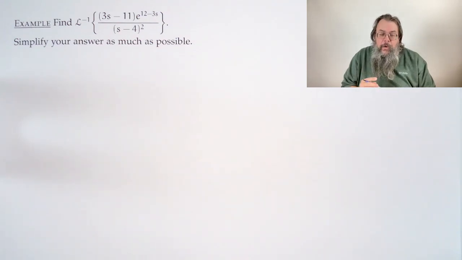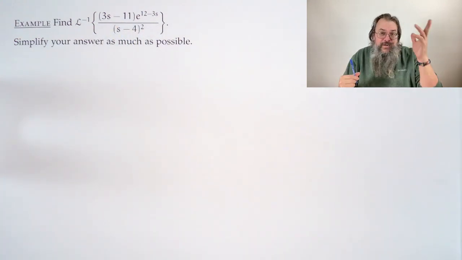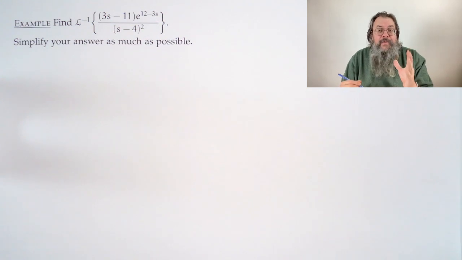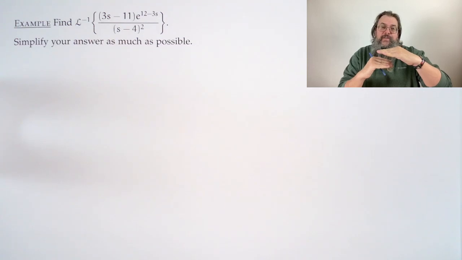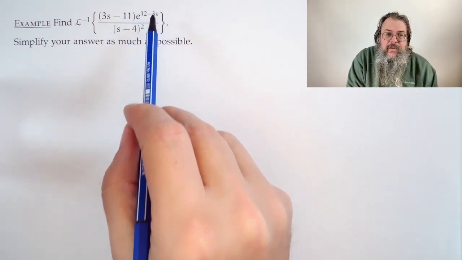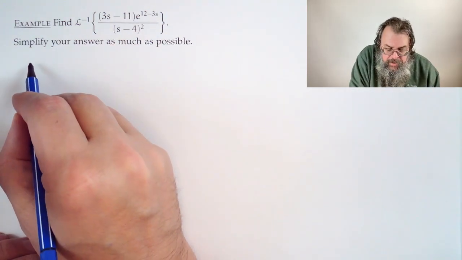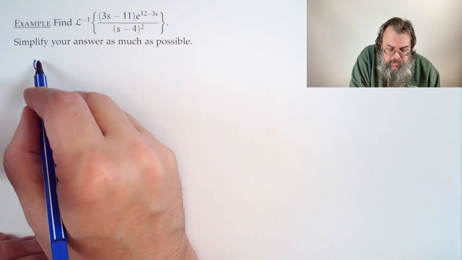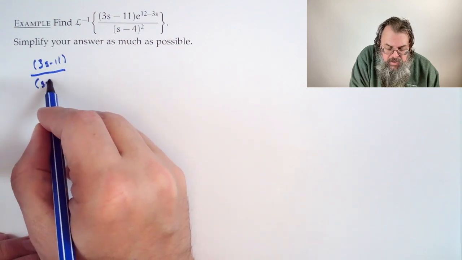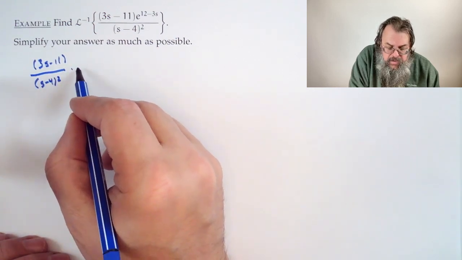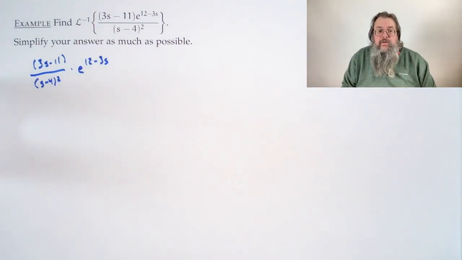Okay, so what to do? Well, we see we have some terms downstairs, so we're like, aha, partial fractions. But we remember the principle. The only time we can do partial fractions is polynomial upstairs, polynomial downstairs. We got to pull off this exponential term, move it to the side. So we have the following. This is the same as 3s minus 11 over s minus 4 squared times e to the 12 minus 3s. And we're going to do things individually to those two pieces.